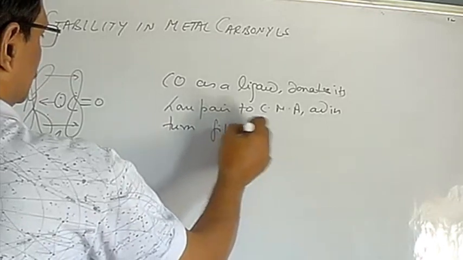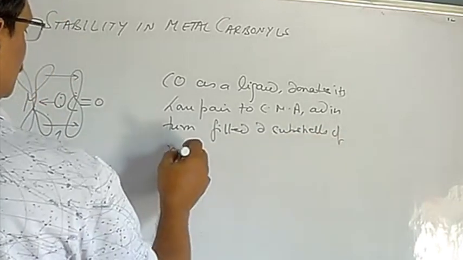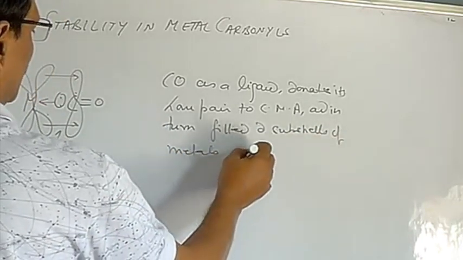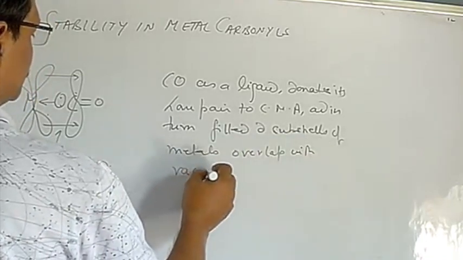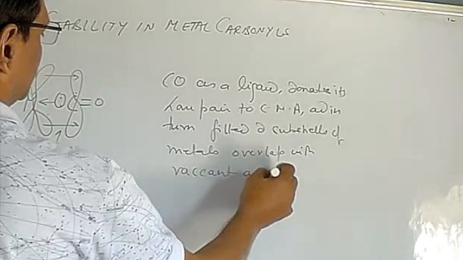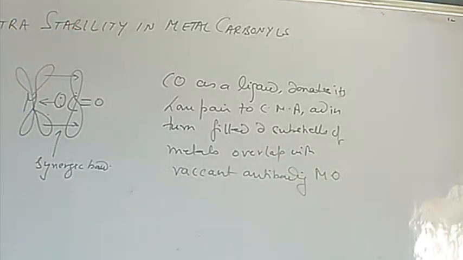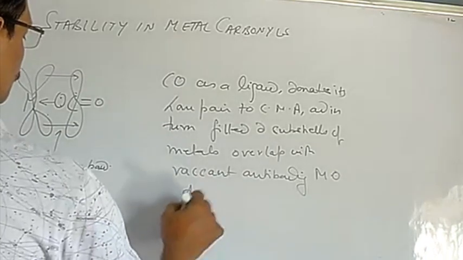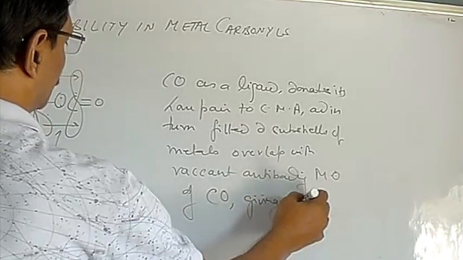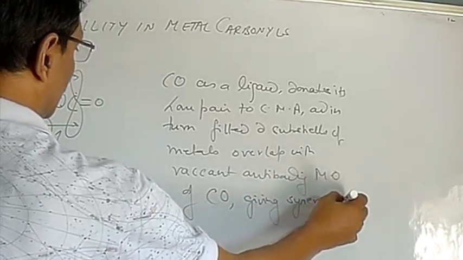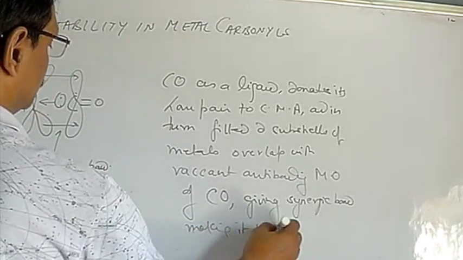Donates its lone pair to the CMA, and in turn, filled d subshells of metals overlap with the vacant anti-bonding MO, that is molecular orbital, of CO, giving a synergic bond, making it highly stable.